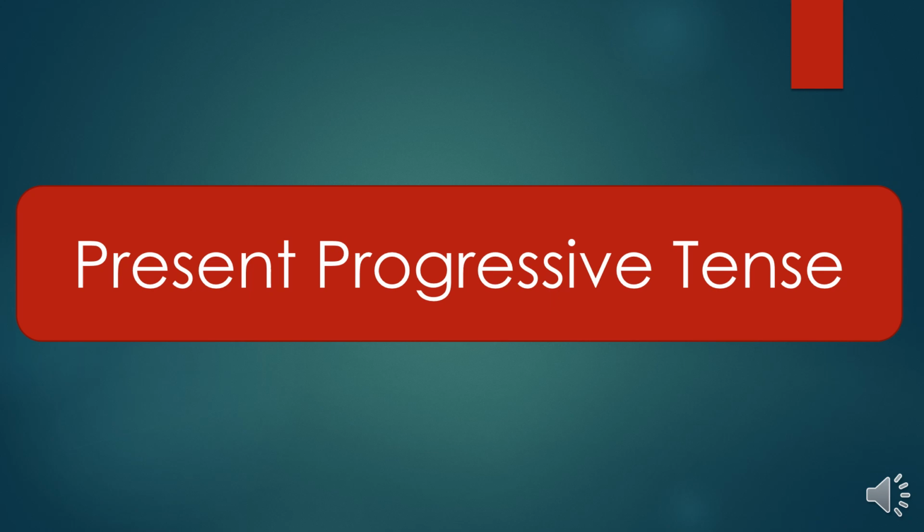So as we said, our lesson is the present progressive tense. We have already explained the present simple tense. Today we are going to start with the progressive tense. We are going to explain the uses and the form of the present progressive tense.